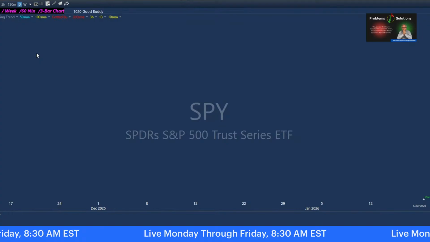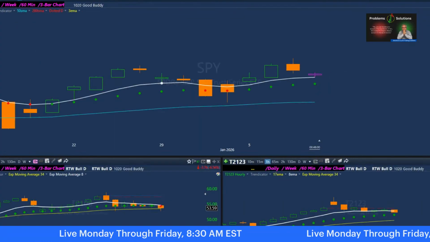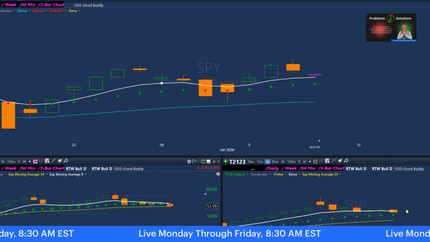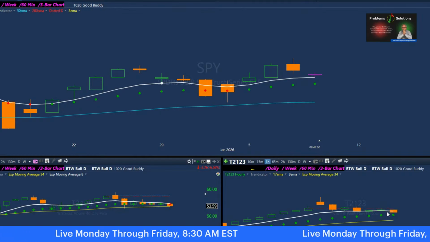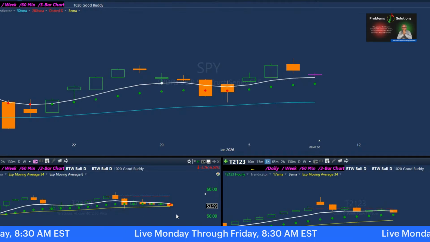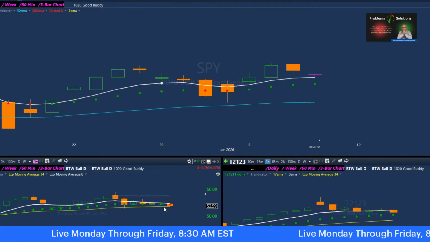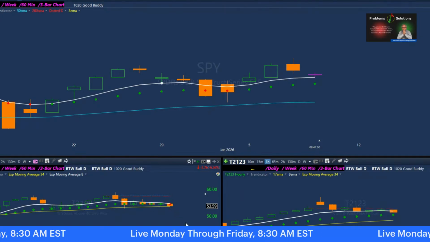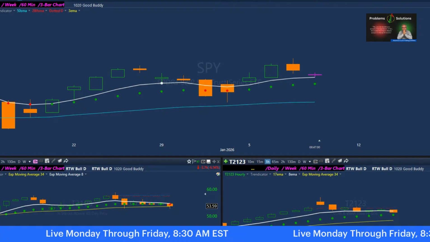Let's take a look at T2123. It's not exactly crashing on us, but it's a little bit weak. Let's see what it does today. And that 2108 is still, it's not crashing, but it's a little bit weak. Let's just see what that does throughout the day here.